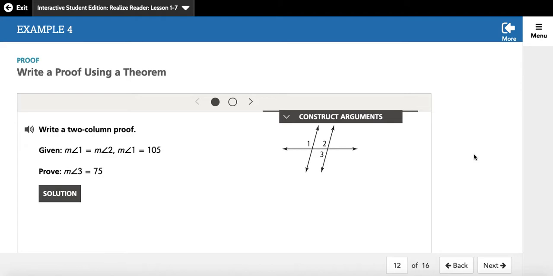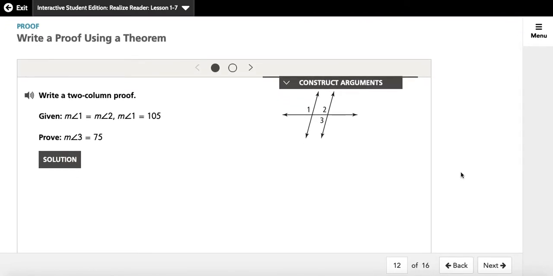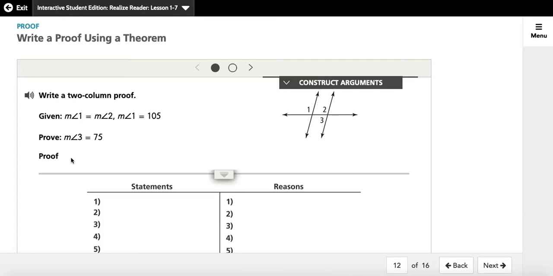All right, we're going to go back to proofs, which is what this section's about. Write a proof using a theorem. We're going to write a two-column proof. We're given that the measure of angle 1 equals the measure of angle 2, and the measure of angle 1 is 105. We have to eventually say that the measure of angle 3 is 75. Okay, let's see how they go about this two-column proof.